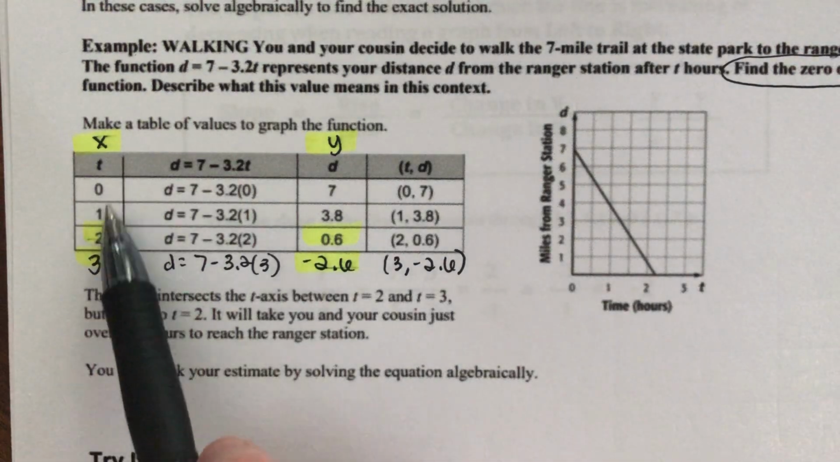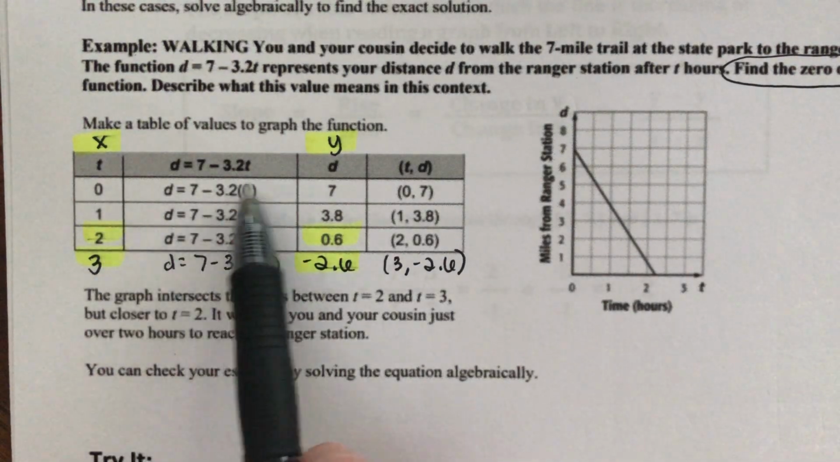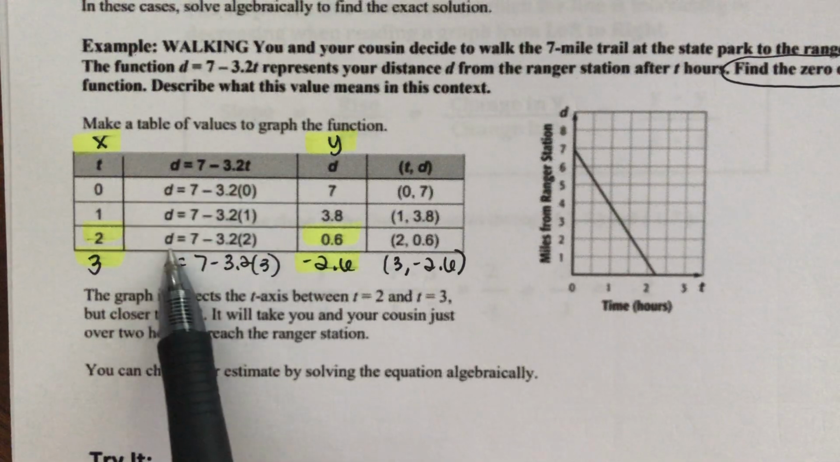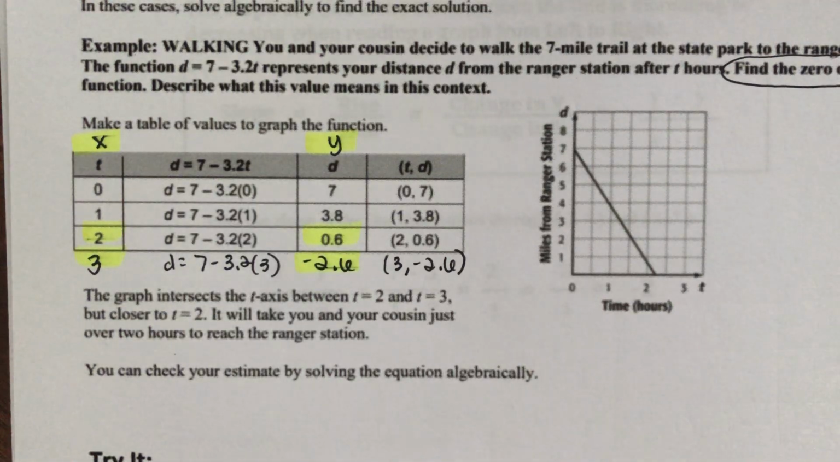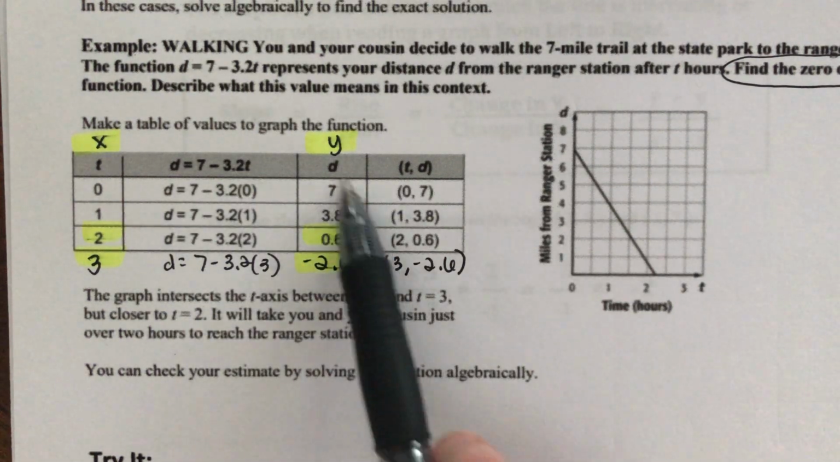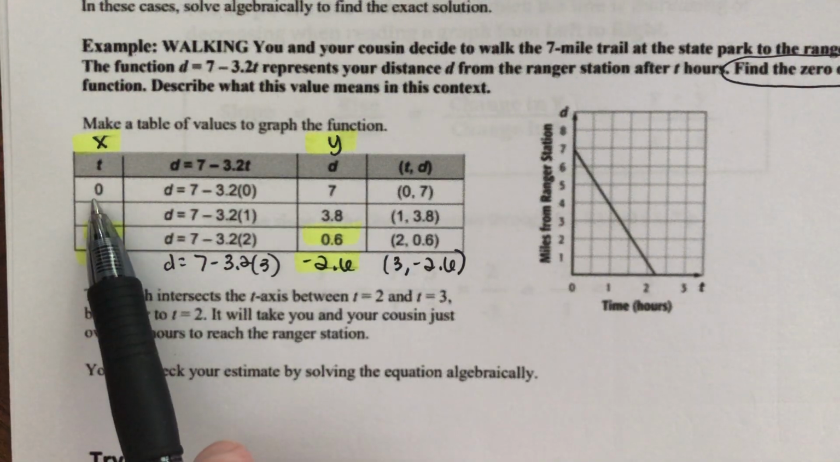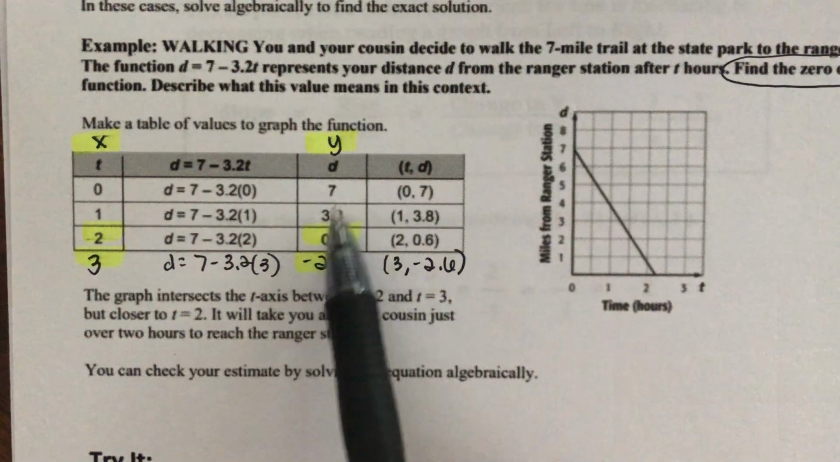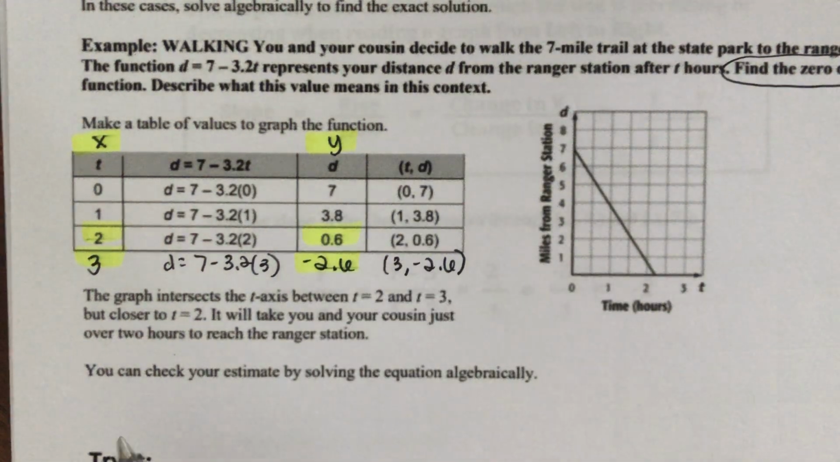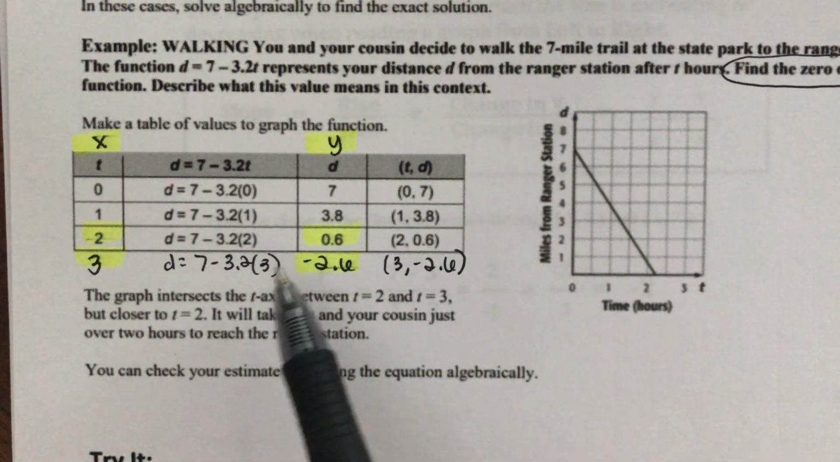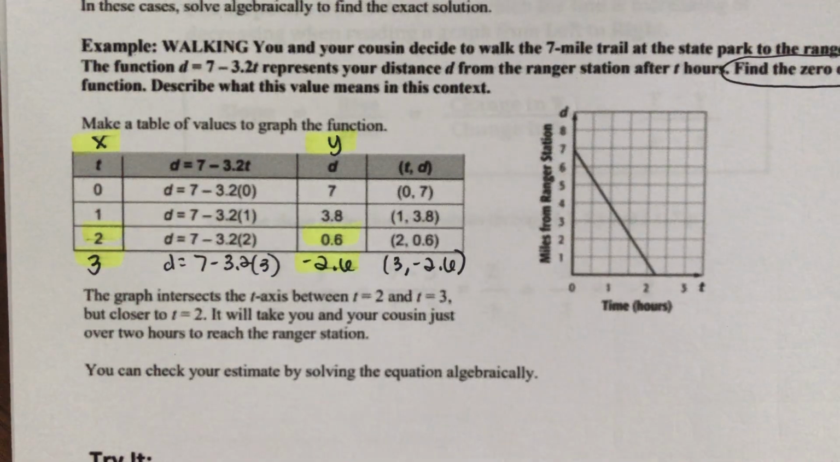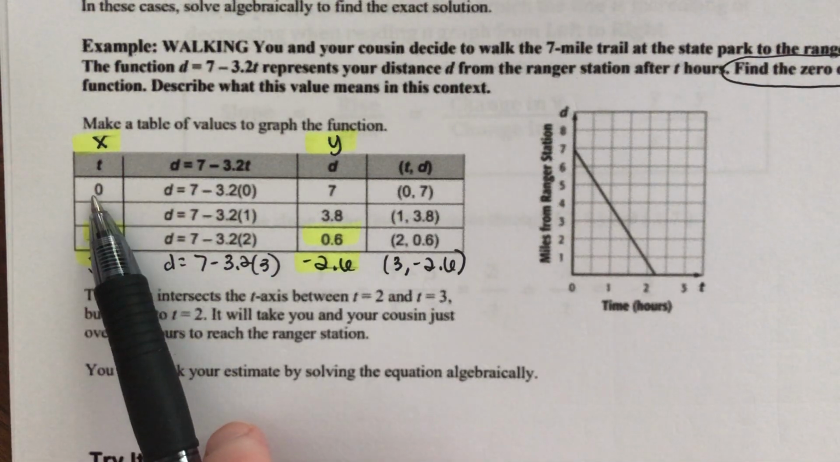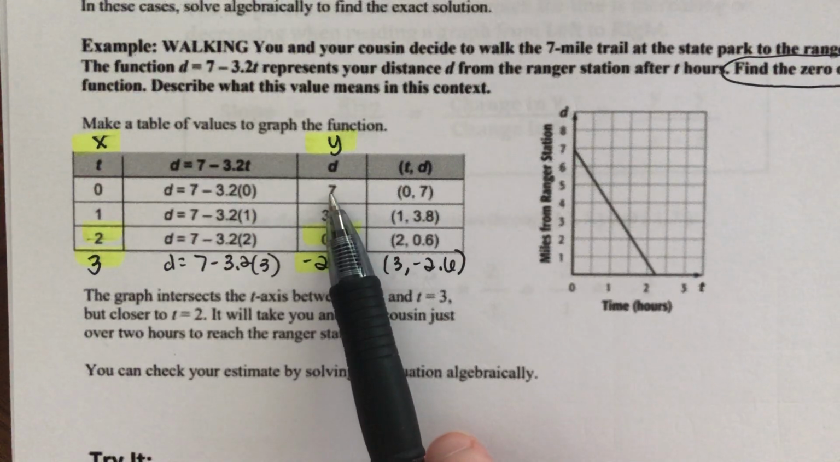Okay, so they plugged in a few numbers here for t. They put it into the equation given, d equals 7 minus 3.2t, and they solved for d. And they got the distance, right? So when they plugged in 0, they were 7 miles? 7 miles, yes. They were 7 miles from the ranger station before they even started, right? They were 7 miles away from the ranger station. They did not take one step yet. So at 0 time, they're still 7 miles away.